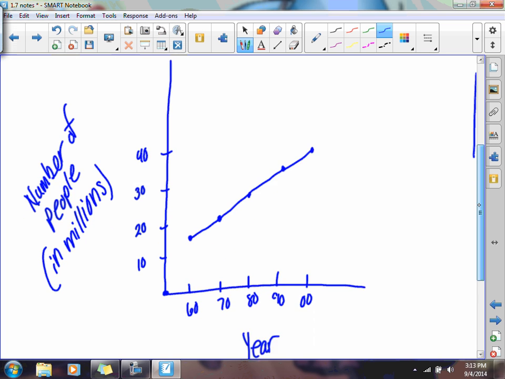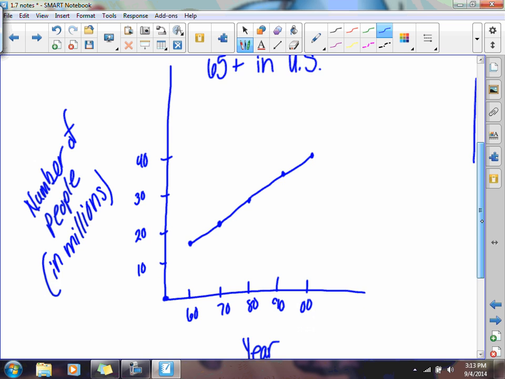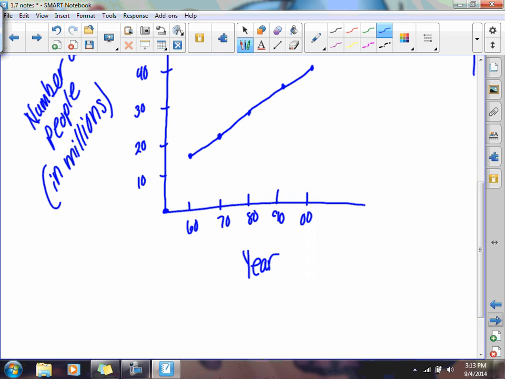Okay, so I labeled my x-axis, I labeled my y-axis, I drew my line graph. Now I need to put a title on this. So we could say "65 plus in the US." That's kind of an abbreviation, but hopefully you get the idea that we need some sort of title. We could say "The number of people over 65 in the United States." Just make sure you put some kind of title to describe what that information is.